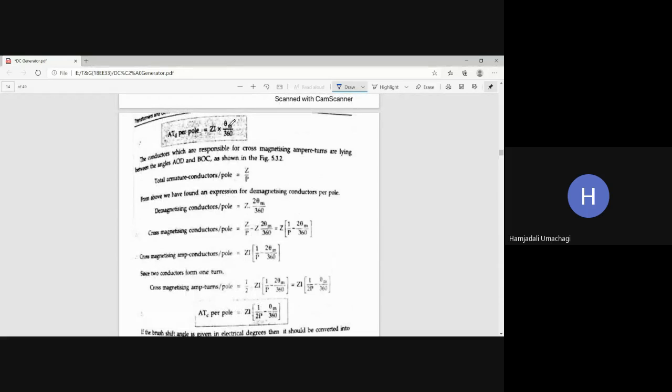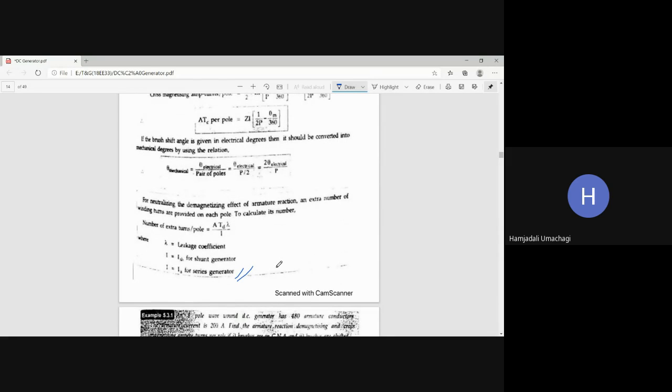Yes? Yes, sir. Okay, so remember this formula because we are going to make use of it while solving problems on ATD per pole and ATC per pole. ATD per pole means Z I theta M by 360, whereas ATC per pole means Z I into 1 upon 2 P minus theta M by 360. Remember this formula, along with theta M equal to 2 times theta E by P. So this is all about the derivation part for ATC per pole and ATD per pole, and in the next class we'll discuss commutation.